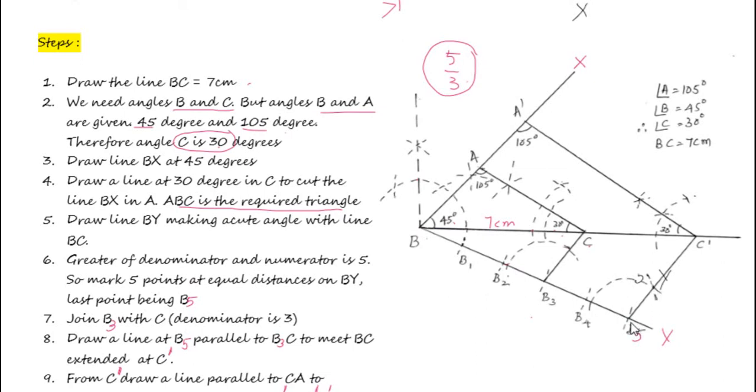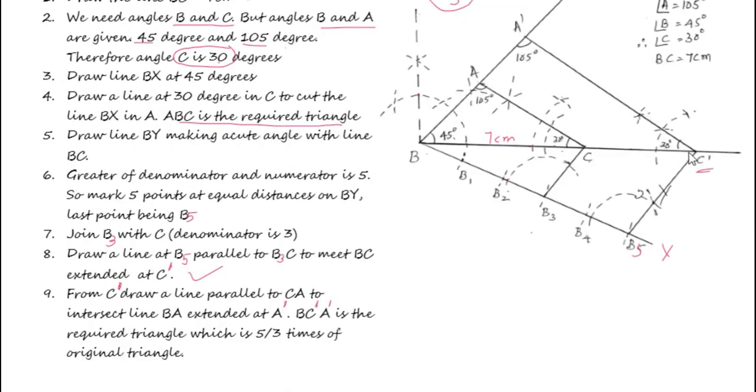Join that point to B5 and extend it to meet BC extended at C dash. So you get the point C dash here. Now you need to get the point A dash. From C dash you need to draw a line parallel to AC, and that line cuts BX at A dash. Now B, C dash, A dash is the required triangle, which is 5 by 3 times of the original triangle.